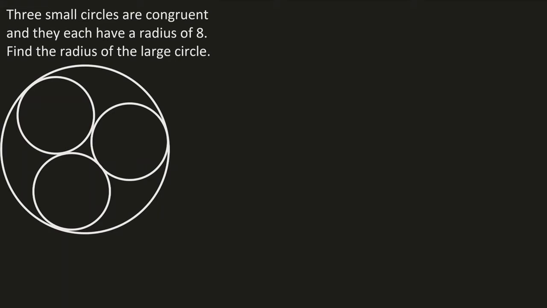So let's get started on today's problem. We have three small circles that are congruent and they each have a radius of 8. And we want to find the radius of the large circle. So let's start connecting some points.